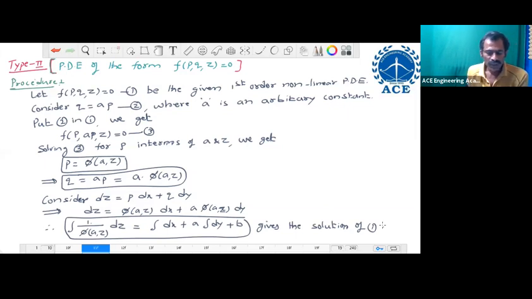Just try to get the p and q and substitute p and q in the total differential dz equal to p dx plus q dy and integrate. It is a method. This is for second type of the equation. Let us do the problem.